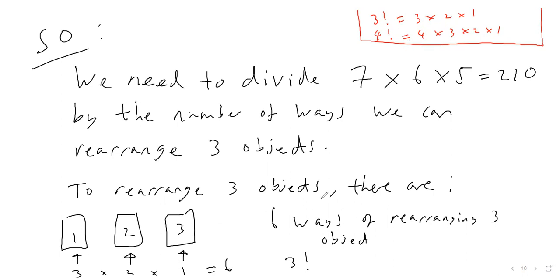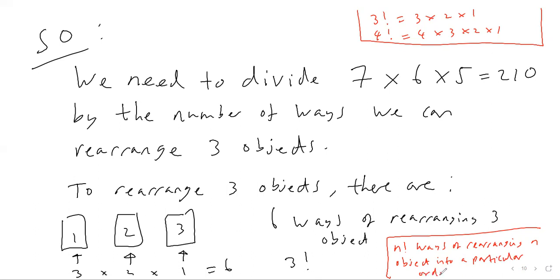That's how factorials work. So when you want to rearrange three objects into order, there are 3 factorial ways of doing it. When you want to rearrange 100 objects, there would be 100 factorial ways of doing it. So this is always a fact. So when you want to rearrange n objects, there are n factorial ways of doing this. I'm just going to make a note of this down here. So there are n factorial ways of rearranging n objects into a particular order. Okay, so that's the key point from there.